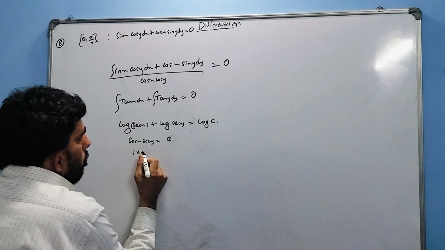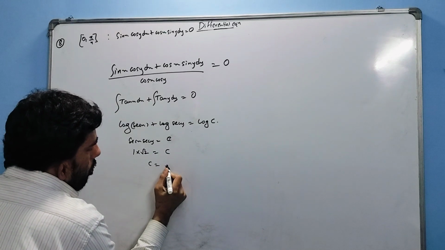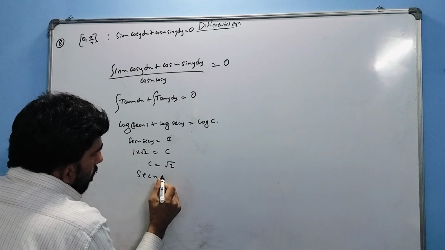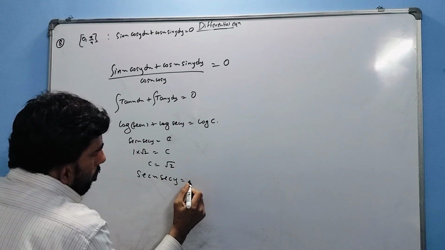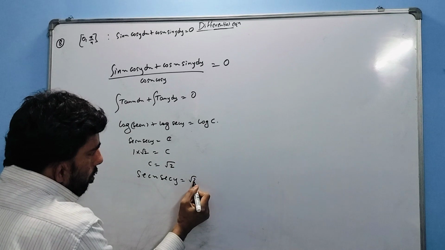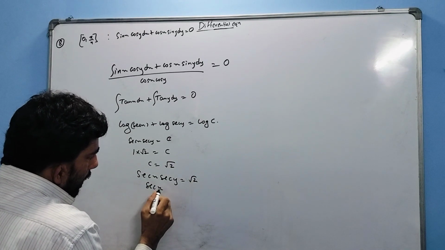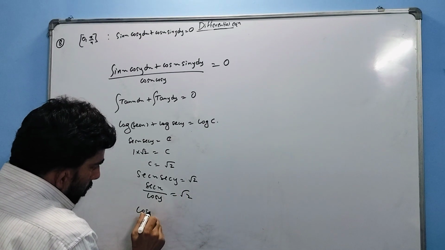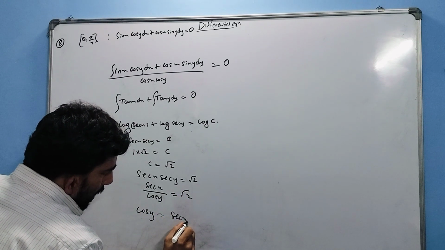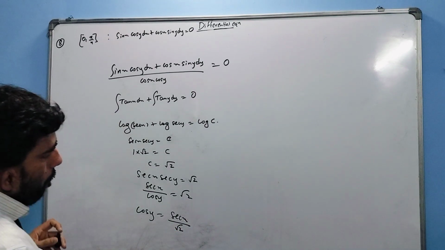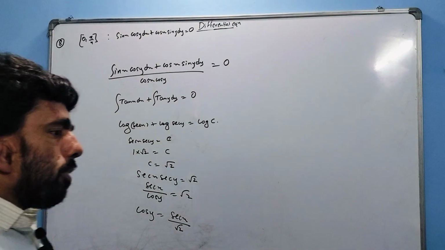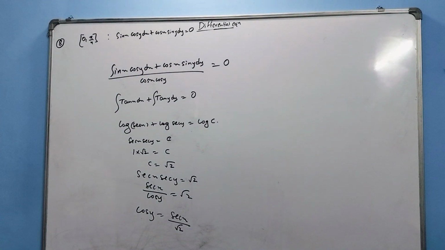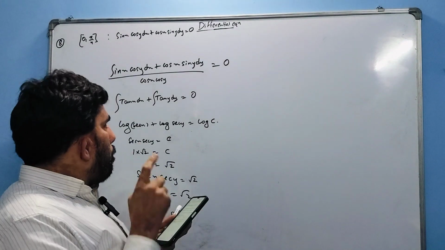So we got c is equal to root 2. You can put here the value: sec x sec y is equal to what? Is equal to root 2. Now we can write sec x upon cos y is equal to root 2, or cos y is equal to sec x upon root 2. Okay, so this is the equation which they have asked, that is the equation of the curve passing through this point, and its differential equation is given.